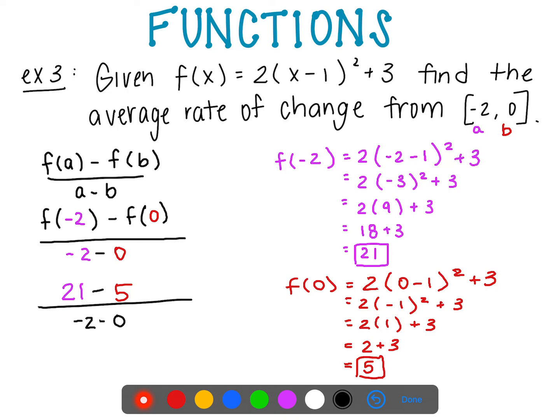And then I just simplify. 21 minus 5 gives me 16 over -2 minus 0 is -2, which gives me -8. Bam.